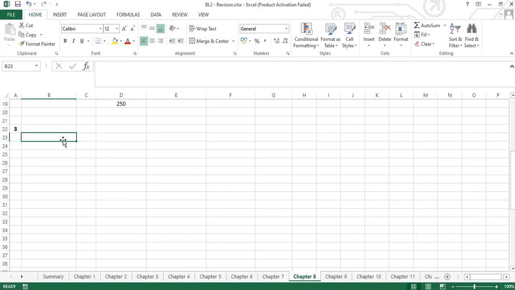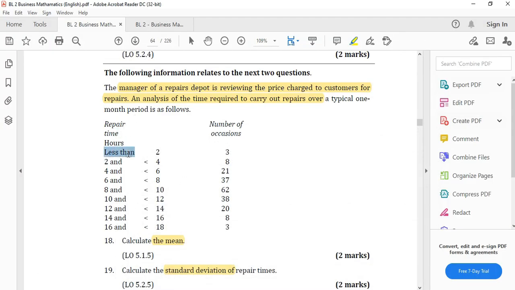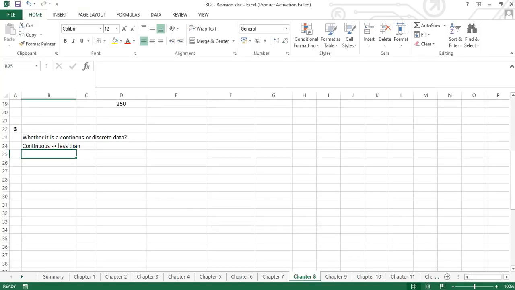First step is to identify whether it's continuous or discrete data. Well, it's continuous data. Why? Because it has the words less than, and when they mention ranges in words, that means it is continuous data. Okay. So, continuous data. Having known it's continuous, we've also identified that this is a grouped frequency, isn't it?